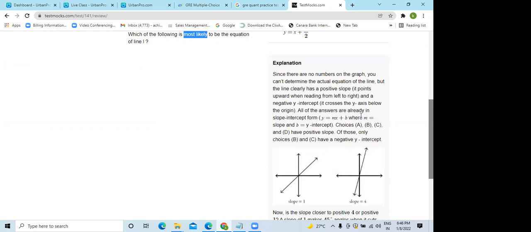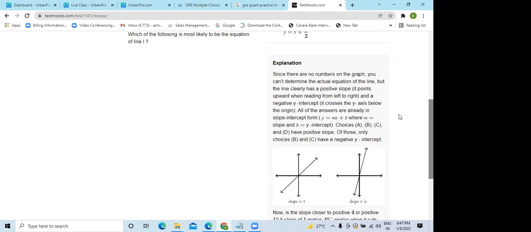All of the answers are already in the slope intercept form. Y is equal to mx plus b, where m is the slope and b is the y-intercept. You should understand this concept, right? Please make a note of it. Y is equal to mx plus b, where m is the slope and b is a constant. You know this, right?